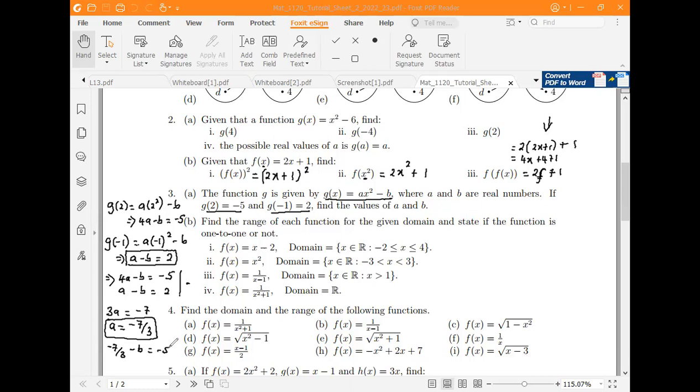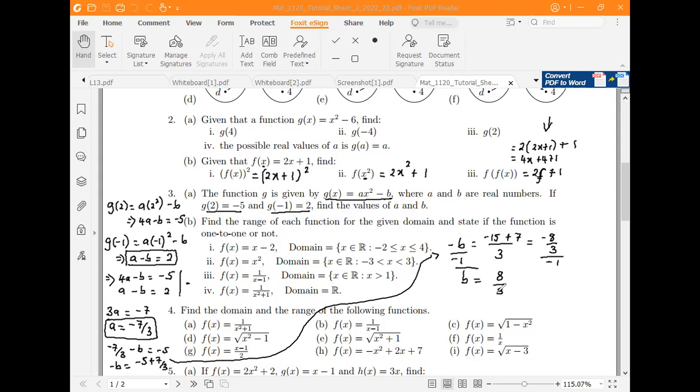So we take the other side. So we have -b is -5 plus 7 over 3, like that. And this is going to be -b is equal to 3 common denominator, then -15 when you multiply 3 by 5, plus 7. That is -8 over 3. Then you divide by -1, you divide by -1. So b is equal to 8 over 3. This is what we have.